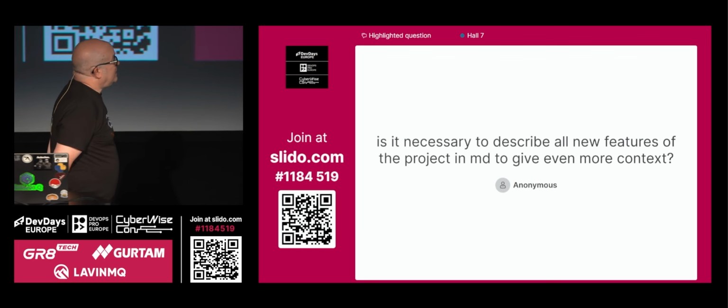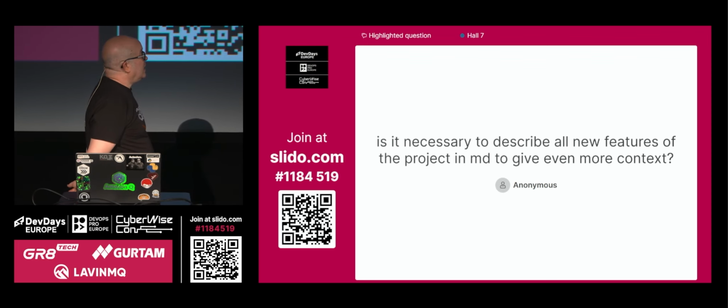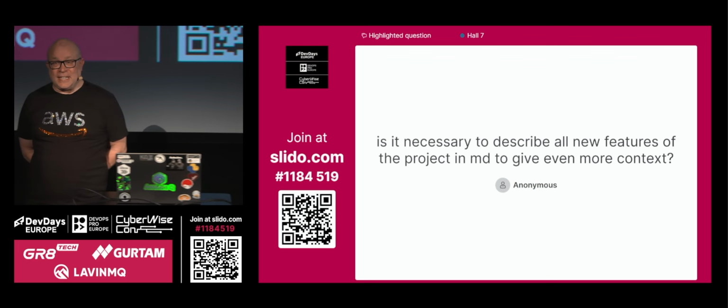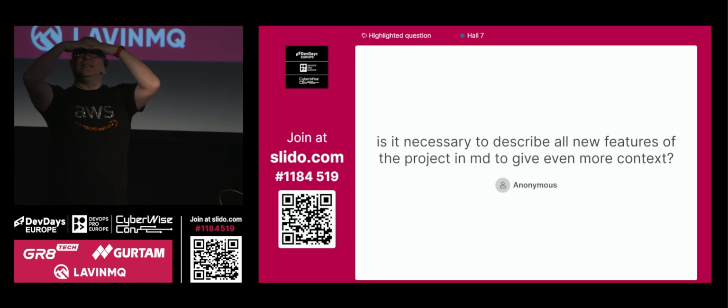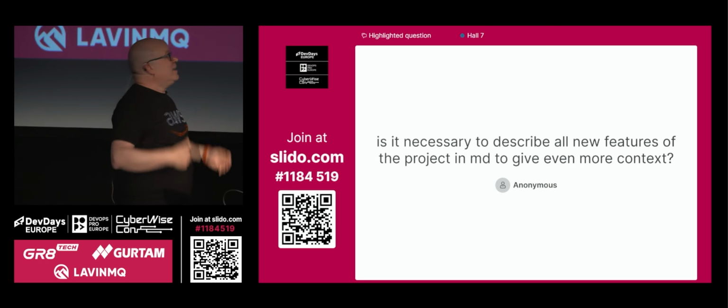Is it necessary to describe new features of the project in Markdown to give even more context? When you say new features, I'm assuming you've got an existing code base and you want to add new features. Is that right? Whoever wrote that? Okay.